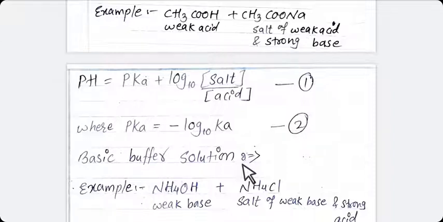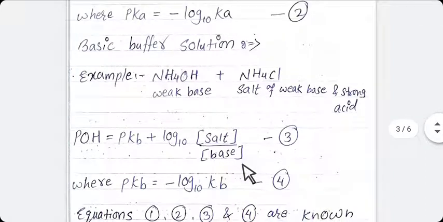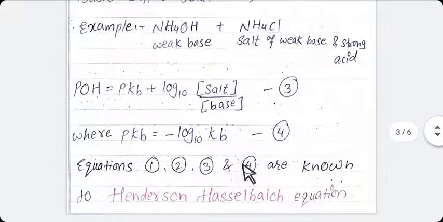As you have seen, we are using here the example for basic buffer solution: weak base NH4OH, means ammonium hydroxide, plus NH4Cl, means ammonium chloride. So ammonium hydroxide is the weak base and ammonium chloride is the salt of weak base and strong acid.